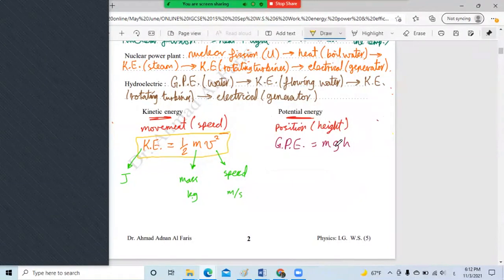This is a huge mistake that students make, they say that half mv squared equals mgh. No, it's not necessary. It's not always. I'm going to prove that in less than 10 minutes. So gravitational potential energy is equal to mgh.